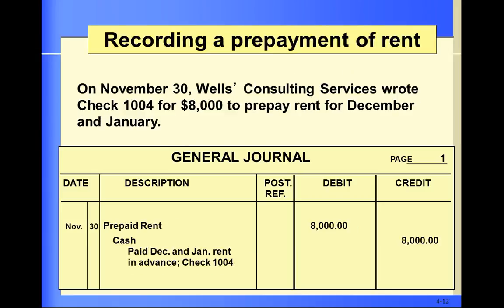Next, Carolyn Wells Consulting Services wrote check number 1004 for $8,000 to prepay rent. So prepaid rent, again, is an asset account because they owe us that rent. We've paid them and they owe us the time in the building, so it's of value to us. So we're going to increase the prepaid rent account with a debit entry of $8,000, and then we're going to decrease our cash account by $8,000 since we actually wrote check number 1004 to pay that rent.